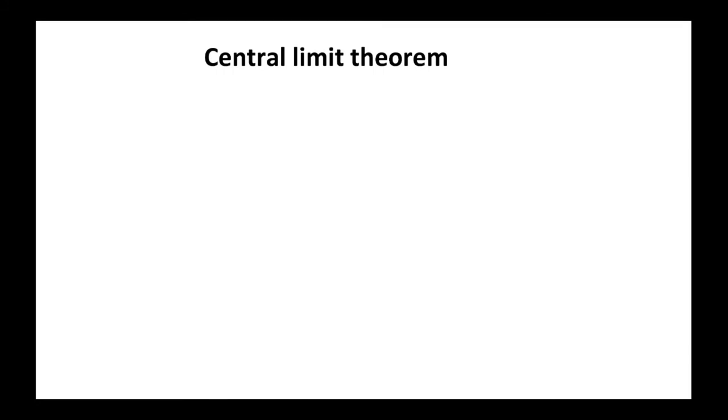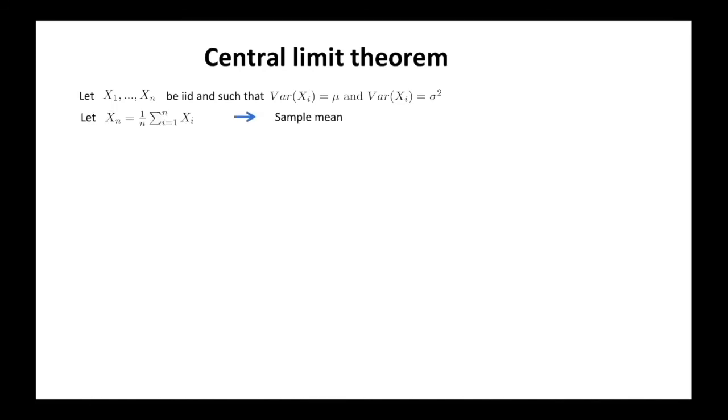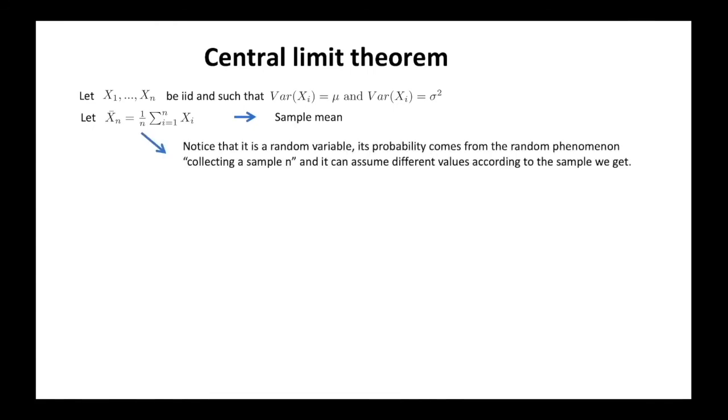Let's introduce the famous central limit theorem. Let x1, ..., xn be a sample of size n, from a distribution with mean mu and variance sigma squared. Let x bar n be the sample mean, that is the sum of all random variables divided by n. This is still a random variable, coming from the random phenomenon of collecting a sample of size n. Indeed, depending on the sample we have collected, the sample mean will get different values.